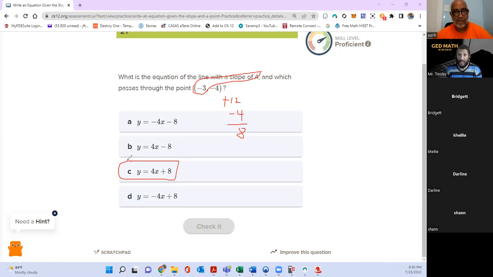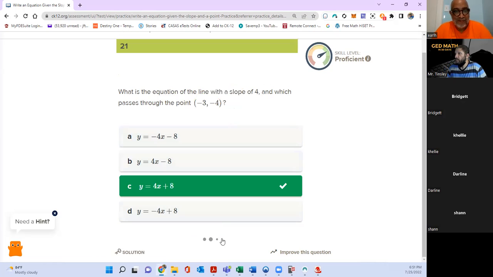Multiply your slope times your x. Change the sign. Combine it with y. You got your y-intercept. That easy. Hold on, Mr. Tinsley. It can't be that easy. Are you sure? Yes, I am. Okay. So we said it was C. And let's try one more.